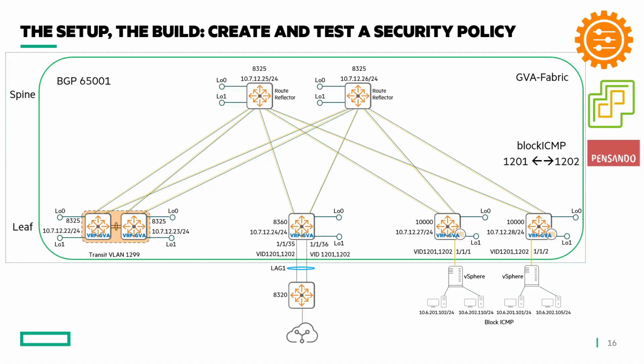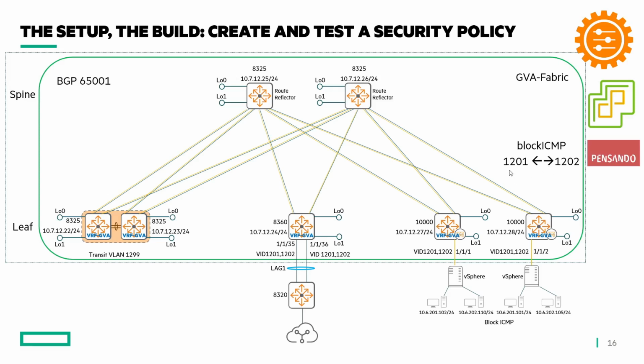So this switch allows you to provide stateful layer 7 firewall services to the hosts that are connected to the top of rack switches, to the leaf switches. Okay, let me just quickly show you the diagram. It's here. It's really very straightforward and simple. I'm just going to create a policy that blocks ICMP between two networks.